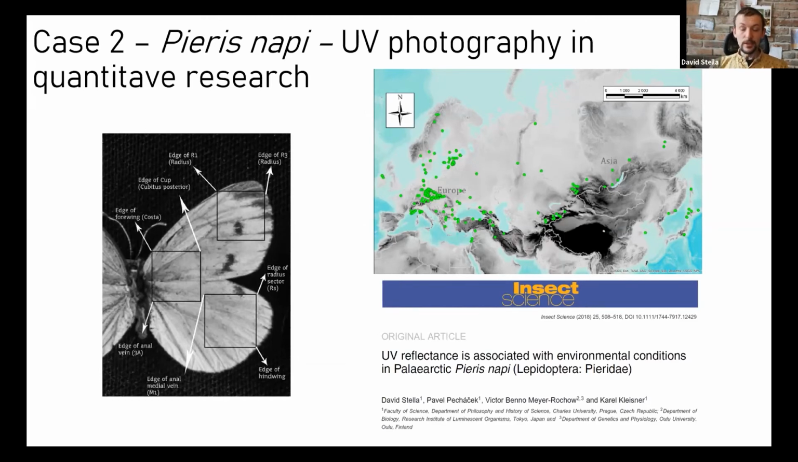So as you can see here, we tested this hypothesis on the green-veined white, Pieris napi butterfly. As I said, this could be related to some kind of epigamic behavior and other ecological factors, which you can read in this article.